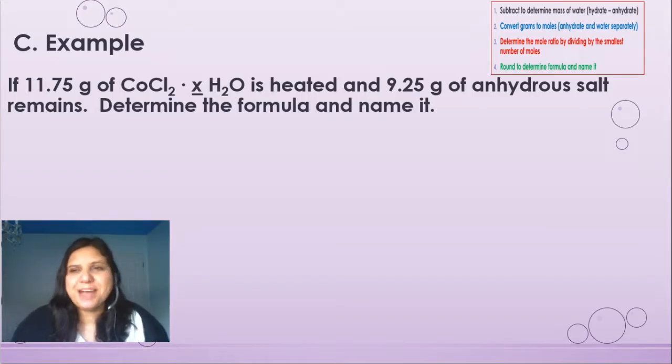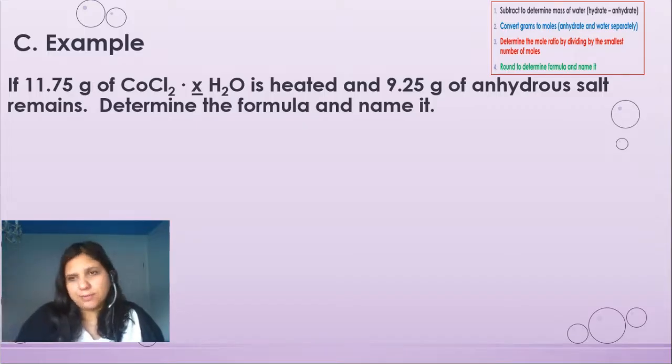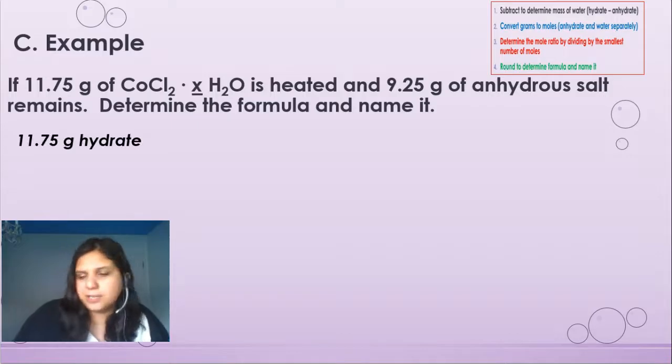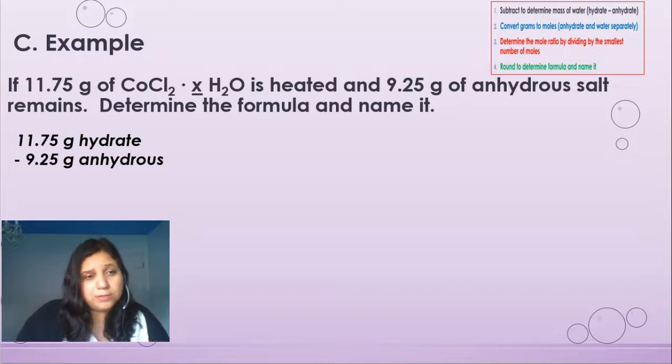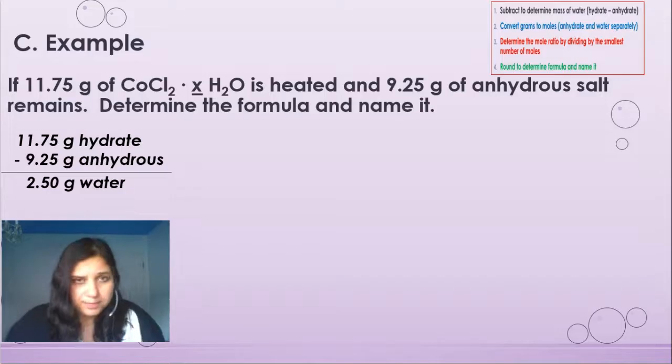All right, so start with step 1. Subtract to determine the mass of water. And it says hydrate minus anhydrate, which makes sense. You're going to take the thing that has water in it and subtract the thing that doesn't have water in it to get the amount of water. So a hydrate, which is 11.75 grams, minus 9.25 grams gives me 2.50 grams of water. Okay, one thing to notice. I didn't just put 2.5.